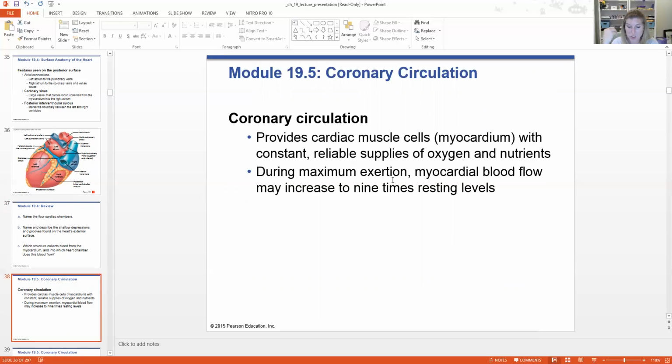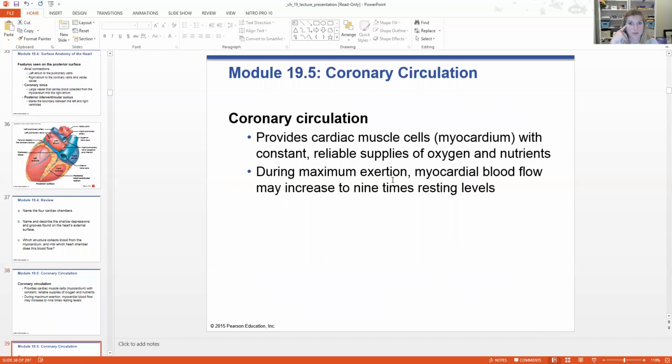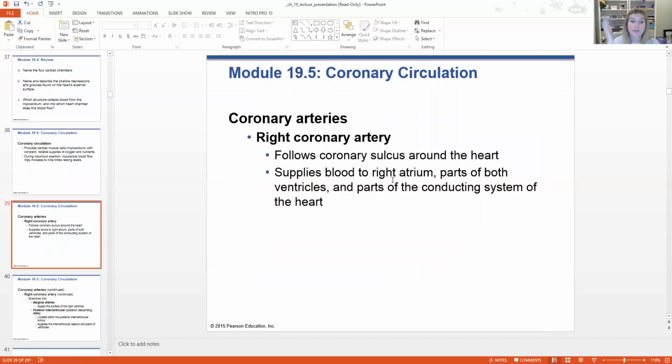During maximum exertion, the myocardial blood flow can actually go up to 9 times the resting level. So there's a huge capacity for increase in blood flow depending on demand. So there are 2 major coronary arteries.